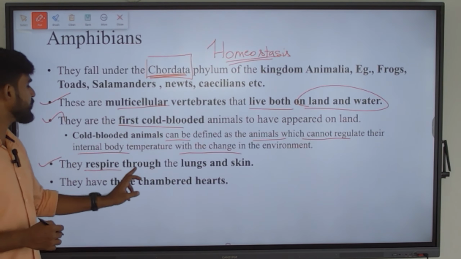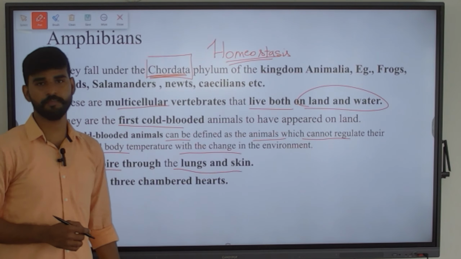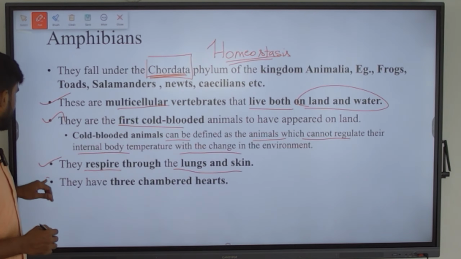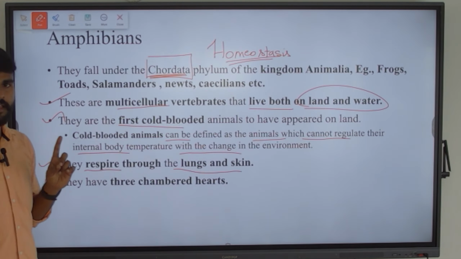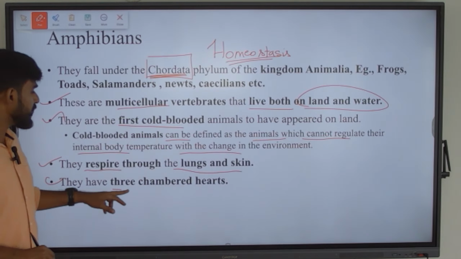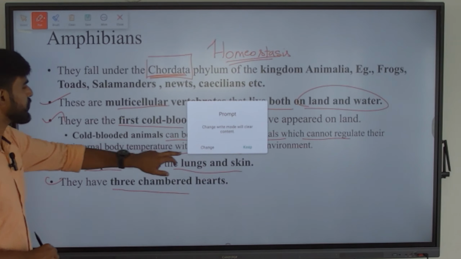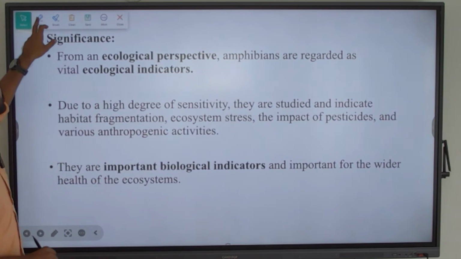Next, they respire through lungs and skin. This is important. They respire through lungs and skin, unlike fishes which respire through their gills. And they have a 3-chambered heart. This is also an important fact which we need to know. They have a 3-chambered heart.